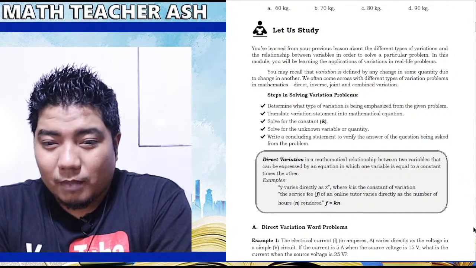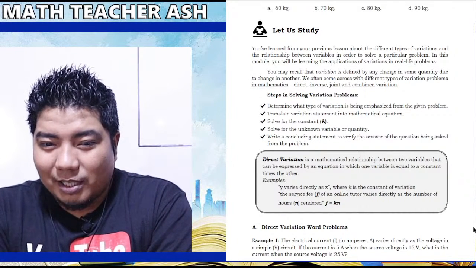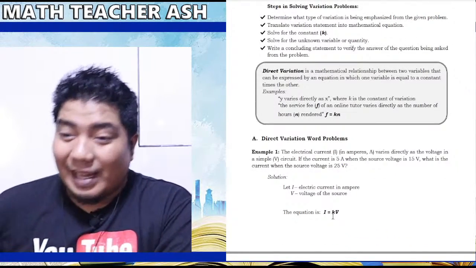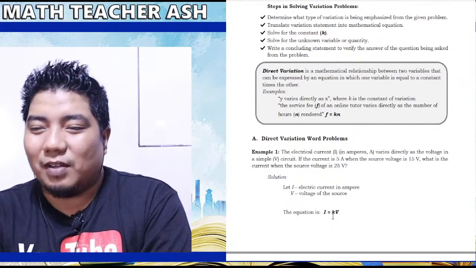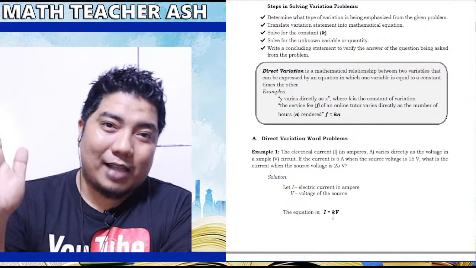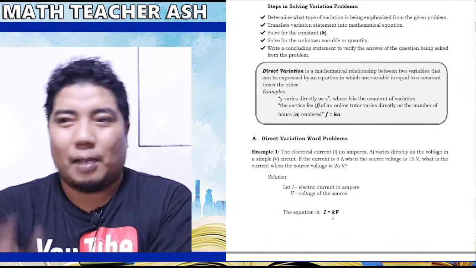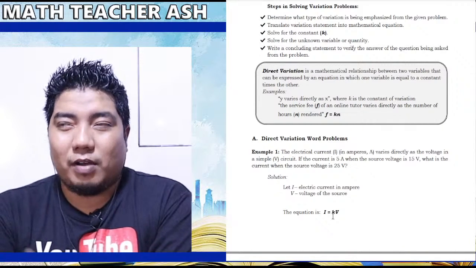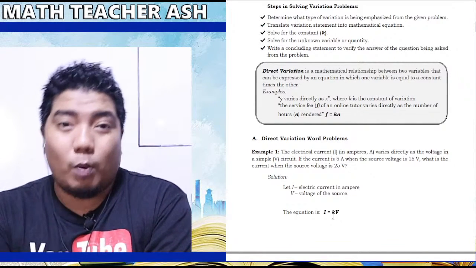Okay. So, now let us consider the next. We have now the direct variation. So, paano ba mag-solve ng... Of course, alam na natin kung anong ibig sabihin ng direct variation. Pag tumaas yung isa, of course, tataas din yung isa. Pag bumaba yung isa, pababa din yung isa. Dalawa lamang ang variables na pinag-uusapan dito or dalawang quantity.